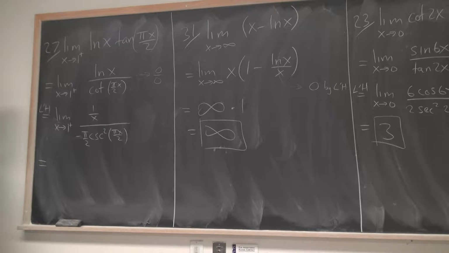Now what? So then you get negative 2 over 5. What's cosecant of, if I plug in x equals 1, I get cosecant of pi over 2. Cosecant of pi over 2 is what? It's 1, because cosecant is 1 over sine. Sine of pi over 2 is 1. So cosecant squared is 1. So that's just 1 times minus pi over 2, and 1 over that. So I get 1 over minus pi over 2, which is minus 2 over pi.